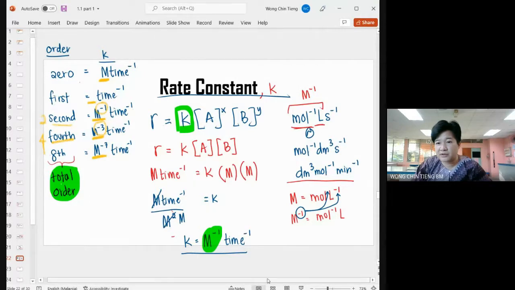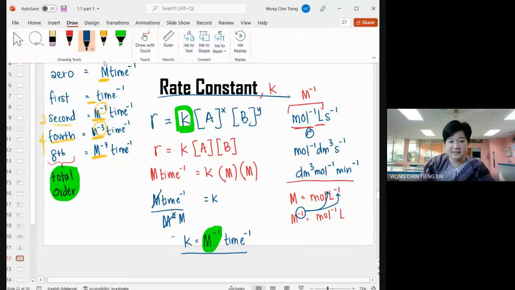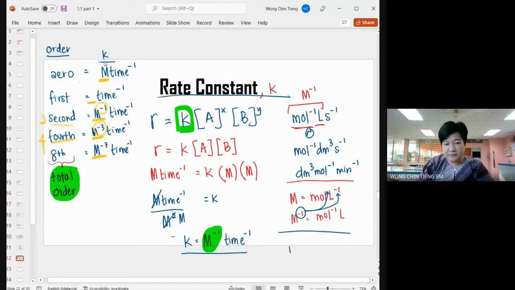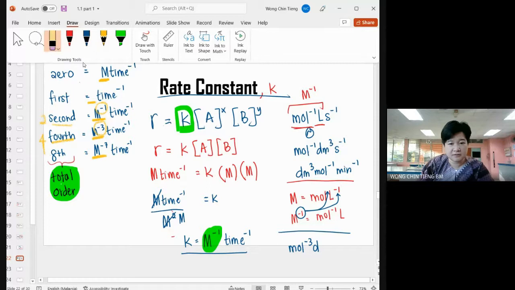Ini adalah M negatif 1. Okay, M negatif 1 okay lagi. Nanti kalau dia bagi this one, densimeter dia jarang bagilah.